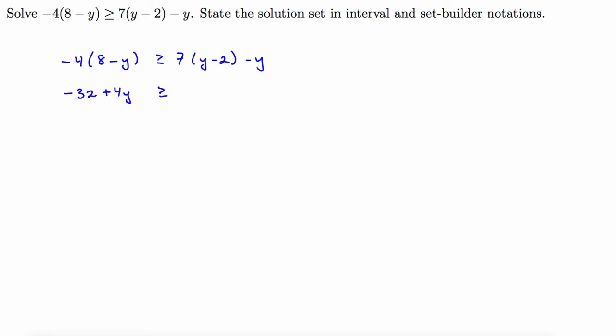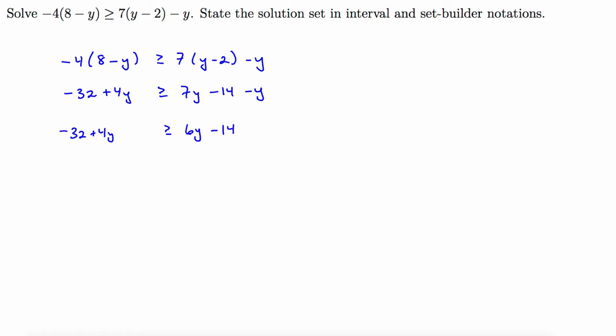On the right side of the inequality, we distribute 7 into the y minus 2. 7 times y is 7y. 7 times negative 2 is negative 14. On the left side of the inequality, we have negative 32 plus 4y, and there's nothing to simplify over there. On the right side of the inequality, 7y minus 14 minus y leaves us with 6y minus 14.